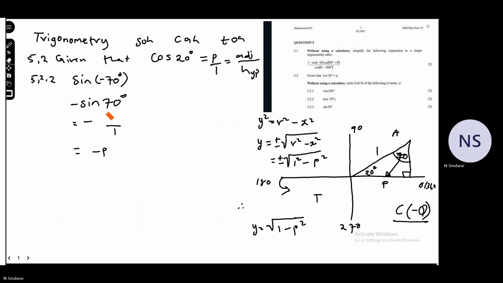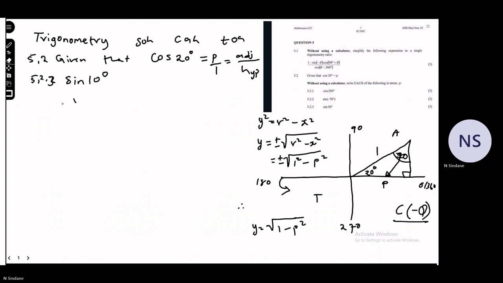Let's see the next question. The next question is a bit tricky, not difficult, tricky. It needs you to think a little bit, right? In this case, this is 5.2.3, they want to know sine of 10. What is sine of 10 degrees? In this question, you need to think a bit. How can I get to sine of 10 degrees? How can I get there?